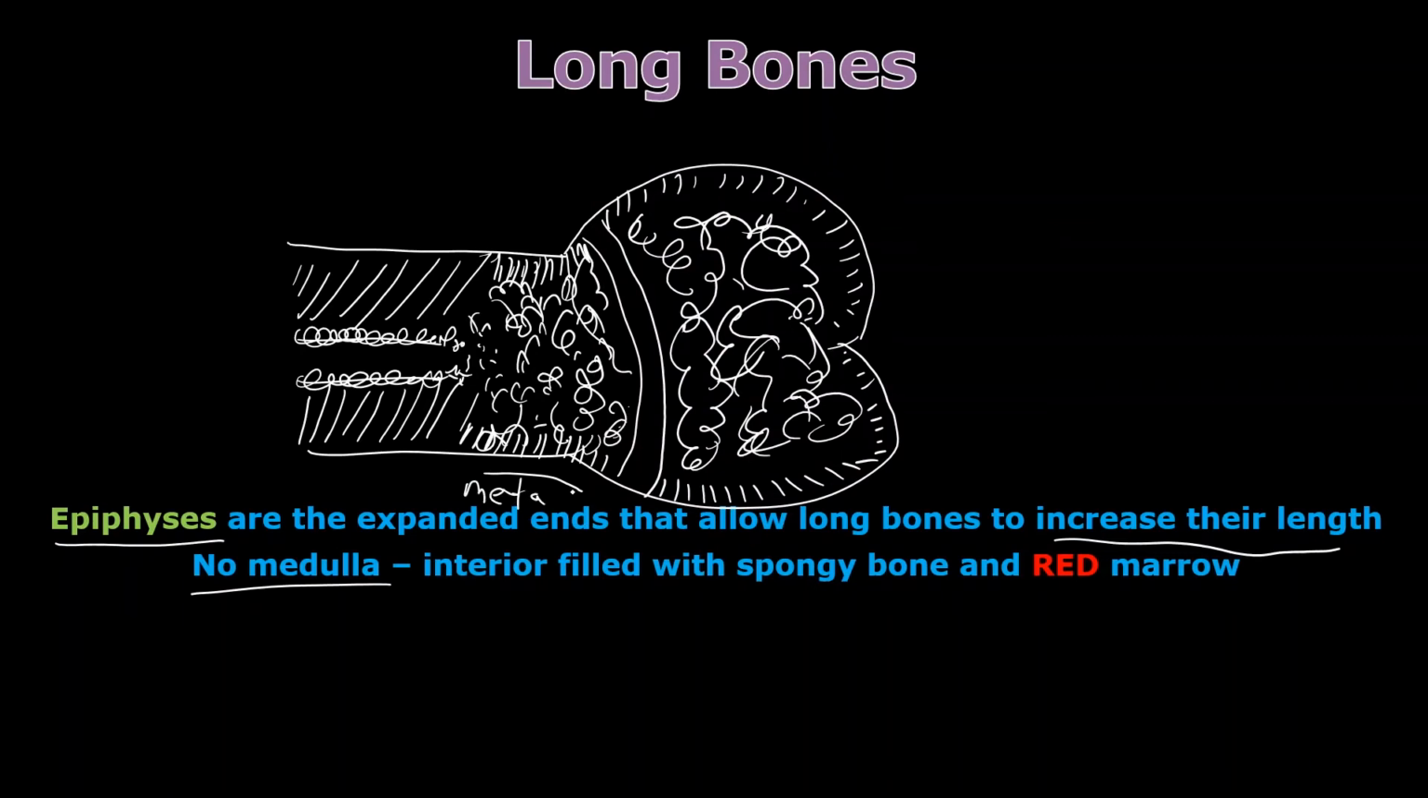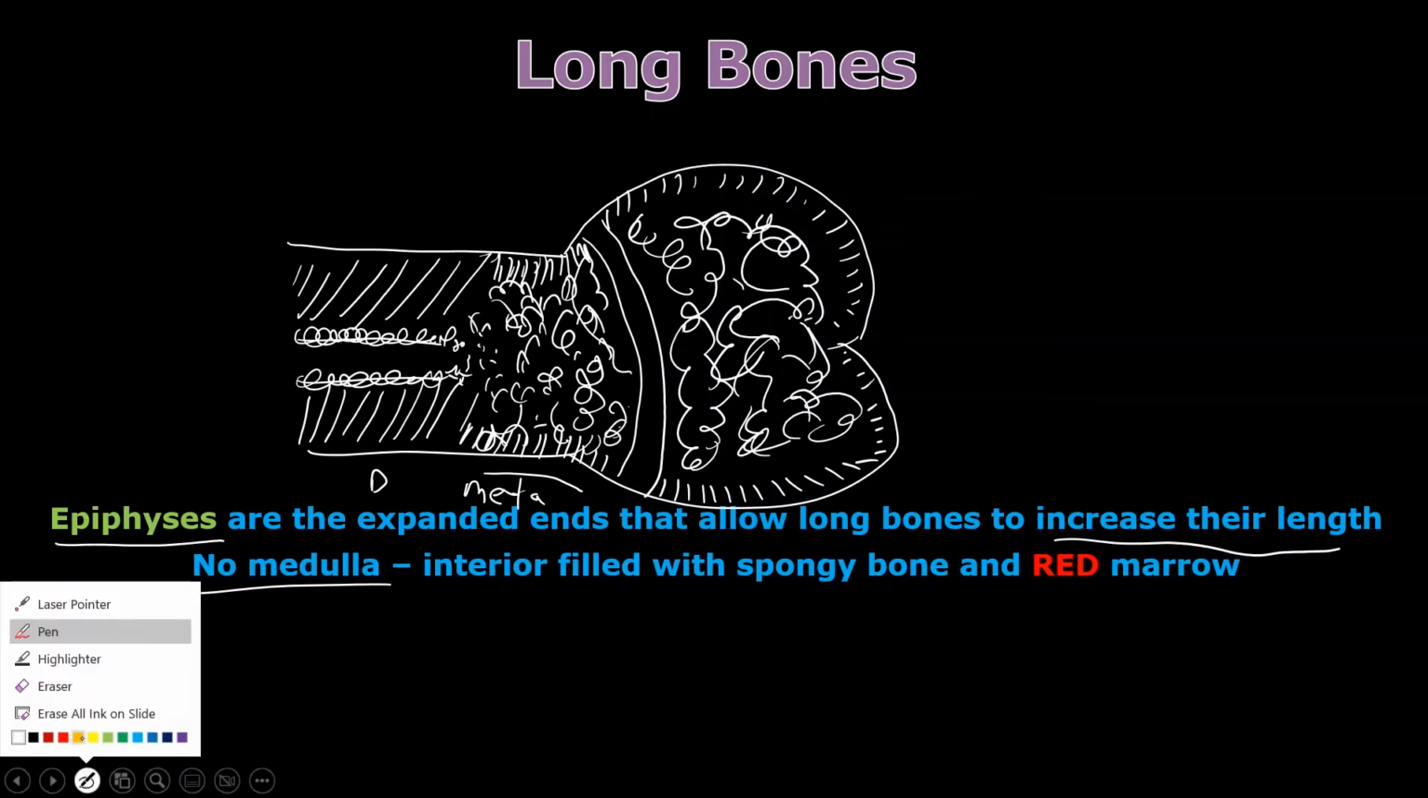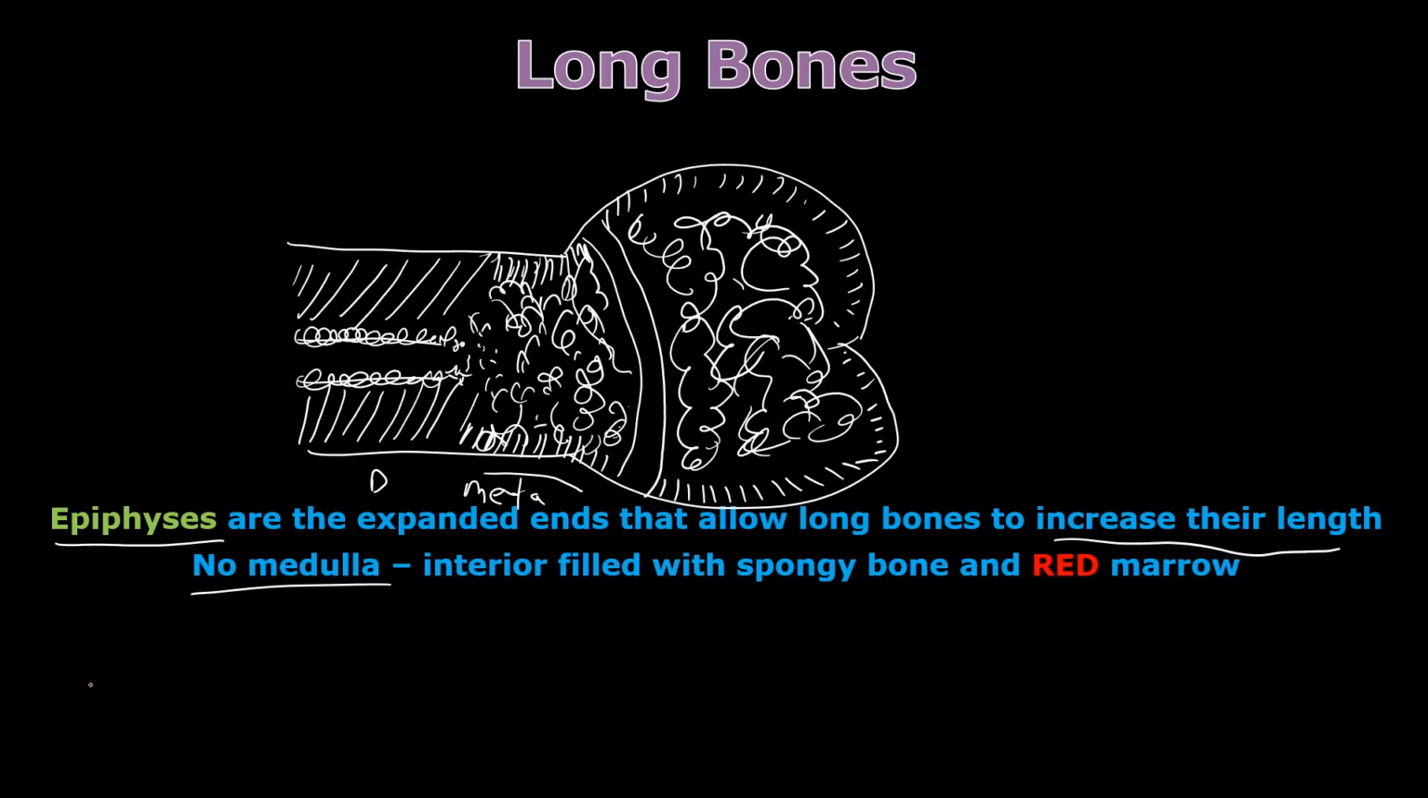It's somewhere in between the diaphysis and the actual epiphysis at the end. I don't really get that picky in my talk, but you may hear that term metaphysis in some textbooks. Okay, now another difference here, you won't find yellow marrow here, even if you're an adult. You only find red marrow.